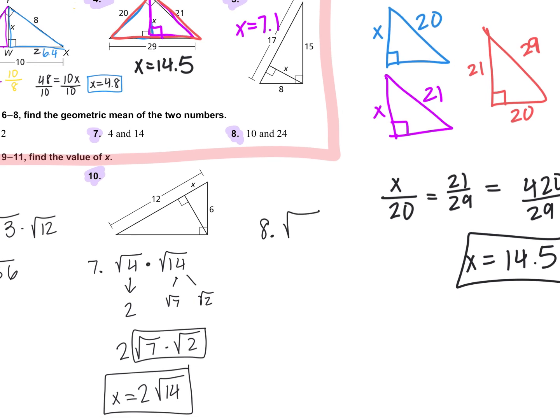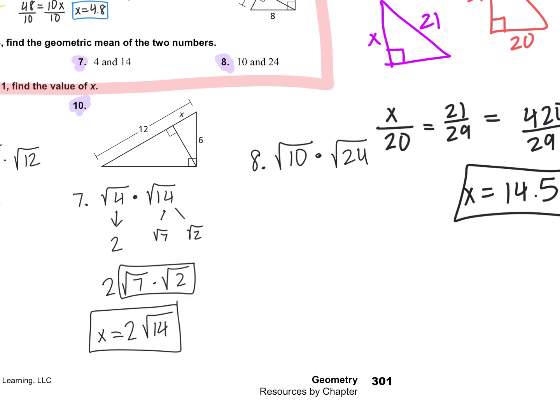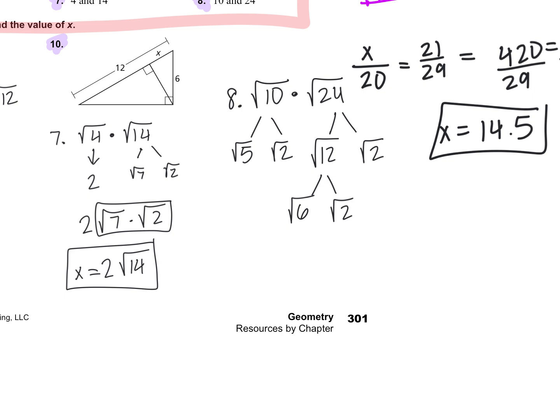You have square root of 10 times the square root of 24. Can I simplify any of these? What about 10? 5 and 2. What about 24? 12 and 2. Can I simplify any more? I could do 12. 6 and 2. Can I simplify anything else? 3 and 2. They're still in radical form.